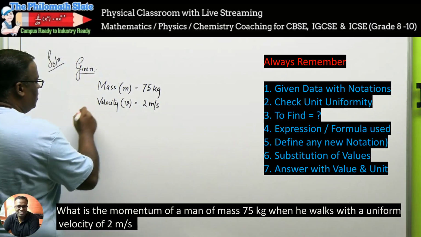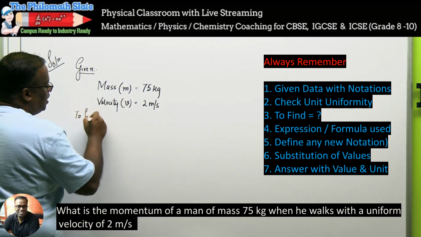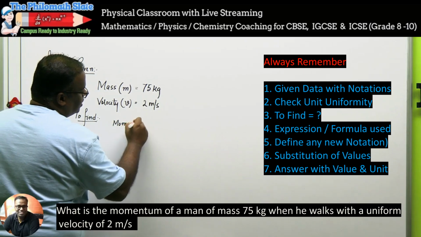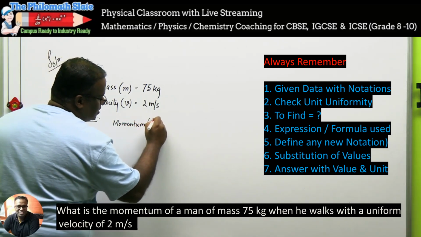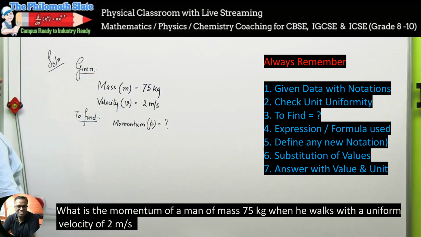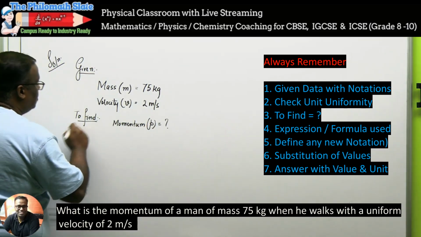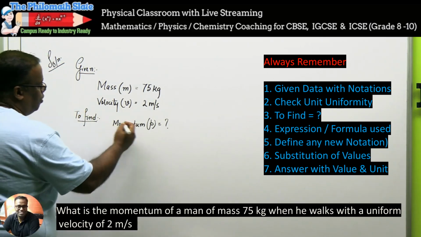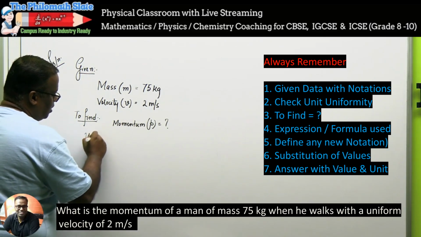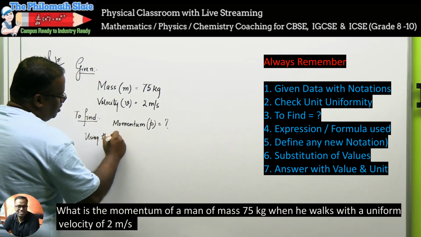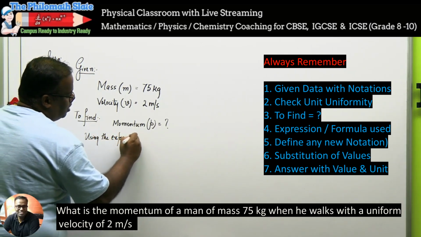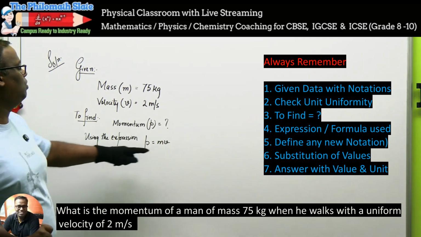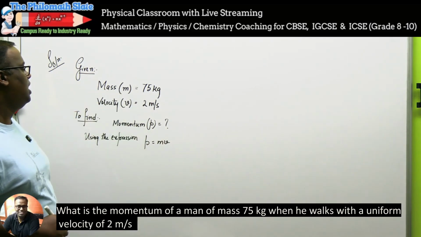Then you write to find what you have been asked for. So you say to find momentum, and denote the symbol for momentum or put a question mark. You don't know about it, right? And then comes your workout. Before you start your workout, you would first write your formula. You write using the expression P equal to mv. Now nobody can stop me from putting P equal to mv, because I know what P is and what m is and what v is.